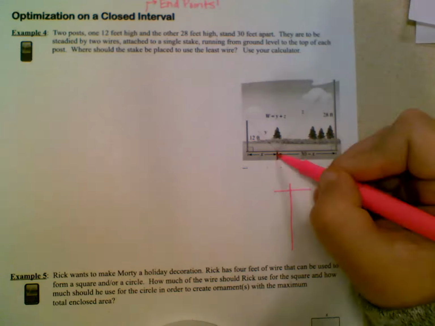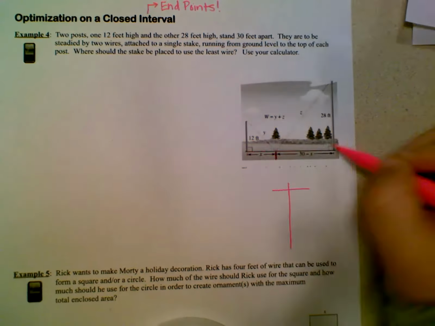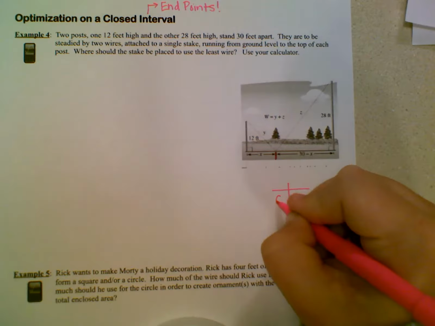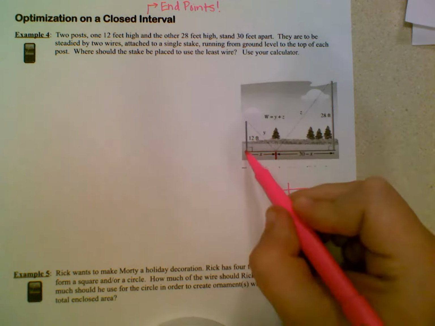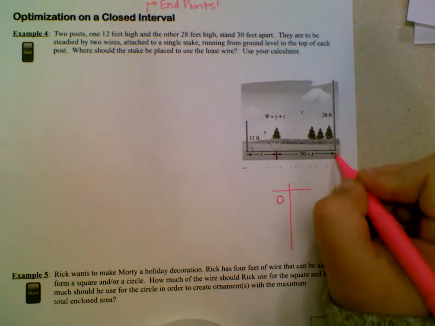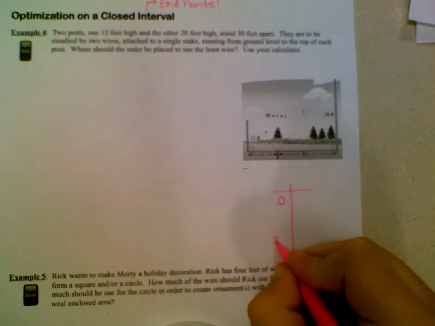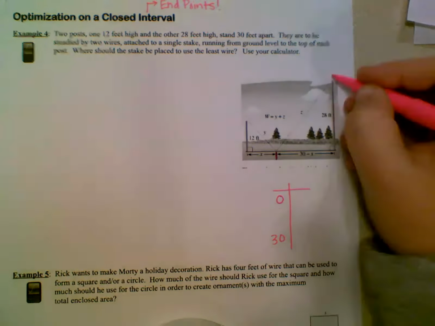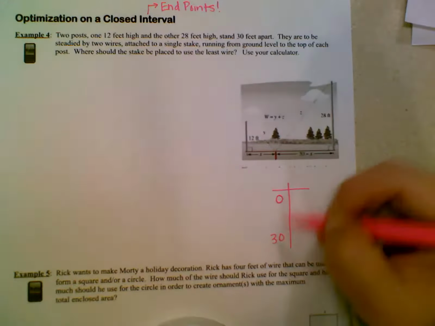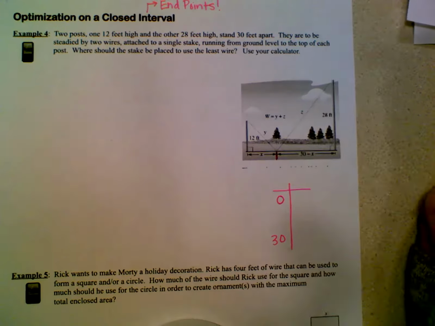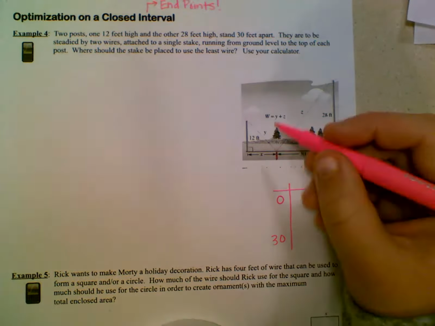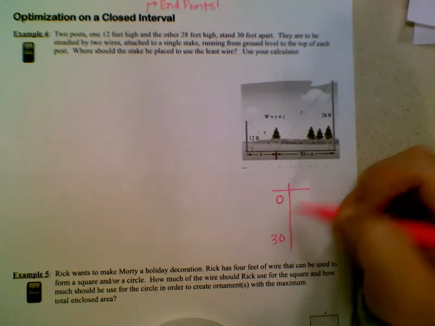So your endpoints, if there are 30 feet between them, the first option is that you could put it at the bottom of this post and run down and then up. The other endpoint would be over here if you put it at the bottom of that post. So that would be 30 feet. And you could go down and then up. And so here's our 2 endpoints that we also have to pay attention to. And then we're going to find a minimum point in here as well. And we're going to calculate how much wire we would need for each one.